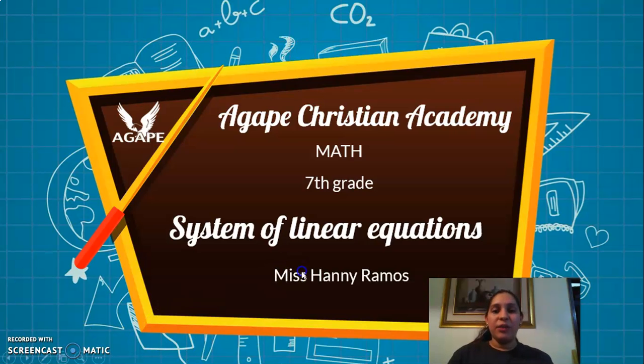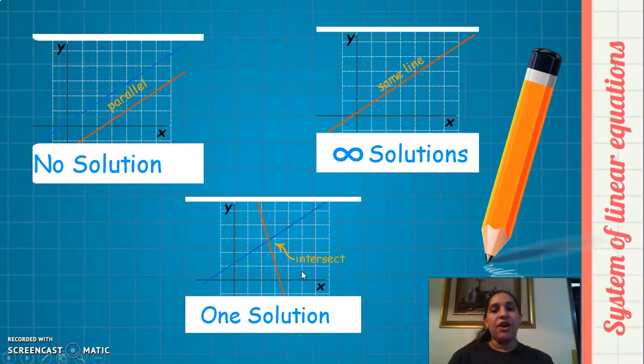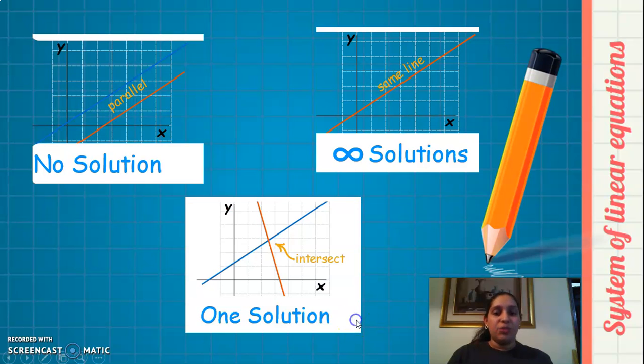So, starting with the topic, systems of linear equations. We have three different solutions that can be possible in our answers. One is when we have just one solution, when there is a point where the two lines intersect one with the other.